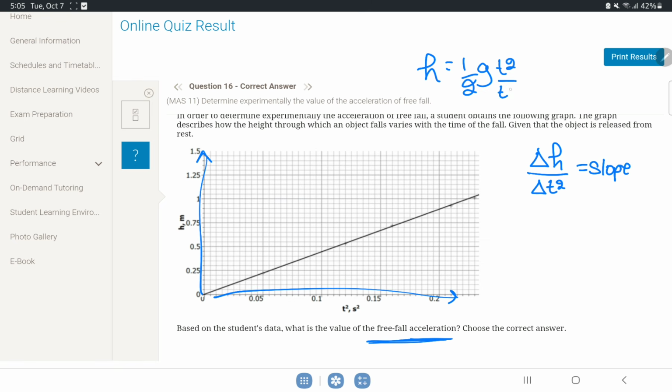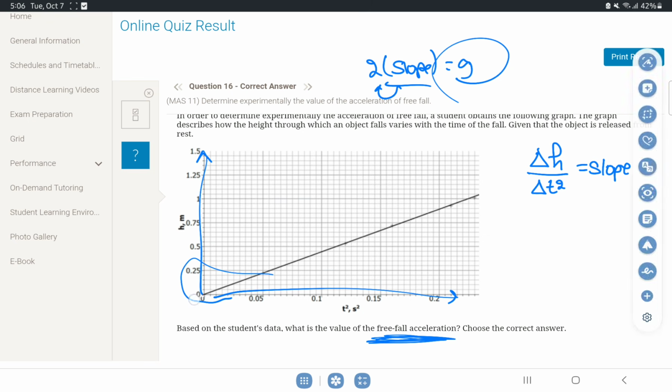So if we divide by t squared on both sides, we will get h over t squared. And we said that h over t squared is the slope. And the slope is equal to g over 2. And they want the free fall acceleration, they want g in this case. Okay? So let's multiply by 2 on both sides, and we get that double the slope will be g. So let's find the slope multiplied by 2, and we get the answer.